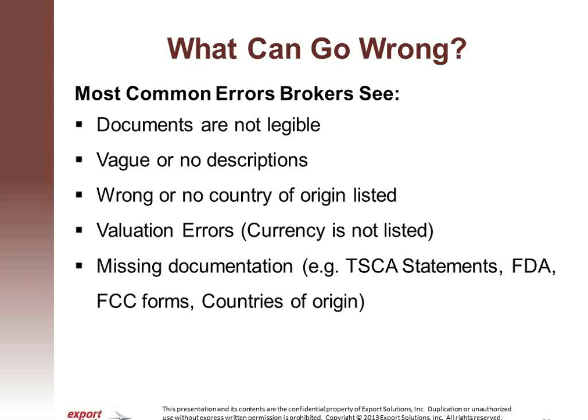Valuation errors. So we had this question earlier as well: if the currency is not listed on the commercial invoice, it becomes an issue with your customs broker. They're probably going to assume that it's in US dollars. So if the commercial invoice, the pro forma invoice, doesn't show what type of currency, don't just put the dollar sign, because it could be Hong Kong dollars, it could be Canadian dollars. You want to make sure that you're saying what currency it is, so US dollars with US and then the dollar sign, or Canada with the dollar sign. So you want to make sure that the currency is listed on the commercial invoice.